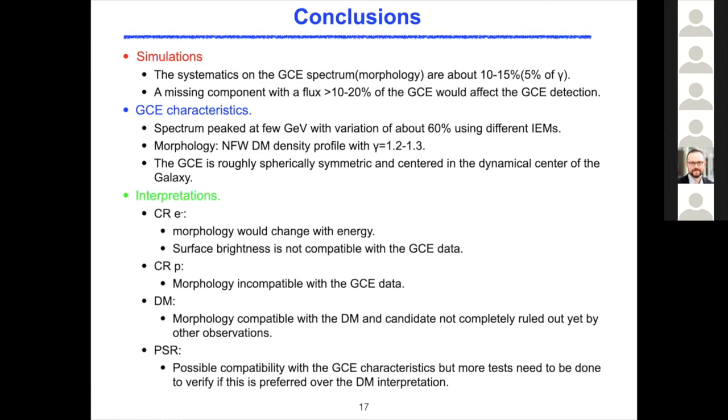For the interpretations, for sure, there is still a lot of work to do in the community. There are some interpretations that seem to be disfavored unless you really change our idea of the interstellar medium density and spectrum in the galactic center, and some others seem to be viable, for example, dark matter or pulsars, and we need to do a lot in the future to confirm or not some of these interpretations. Okay, I stop here and I take questions.